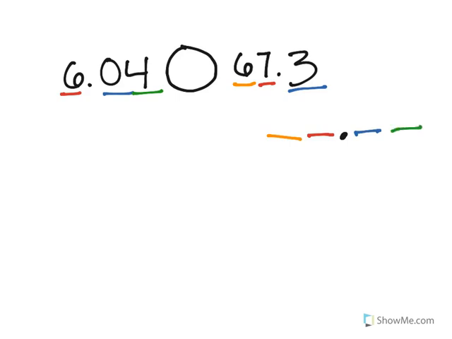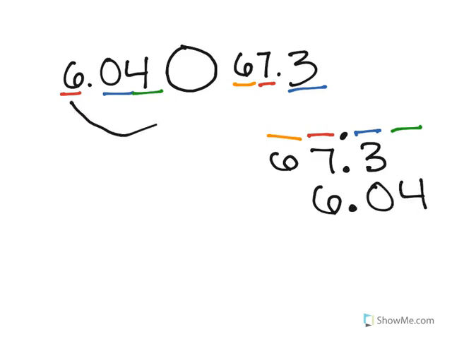So let's line them up. Start here, 6, 7, decimal point, 3. This one I line it up, 6, decimal point, 0, 4. Notice I kept these with each other because they're both in the ones place. There is an imaginary 0 here and an imaginary 0 here. They just fill in those blank spots.